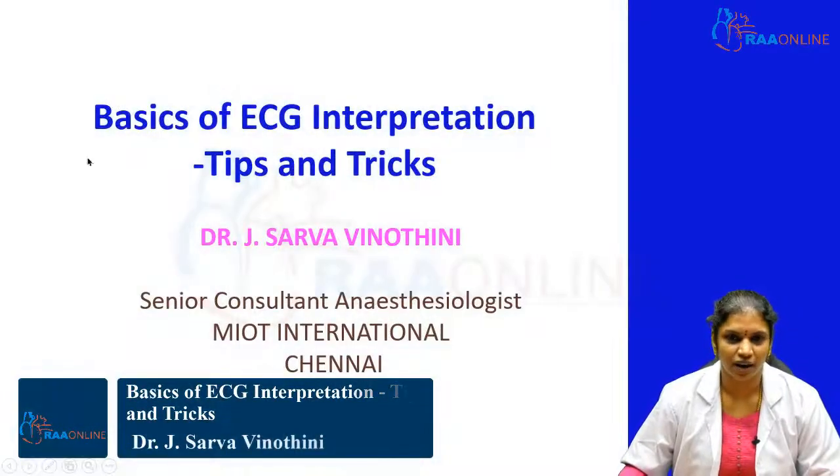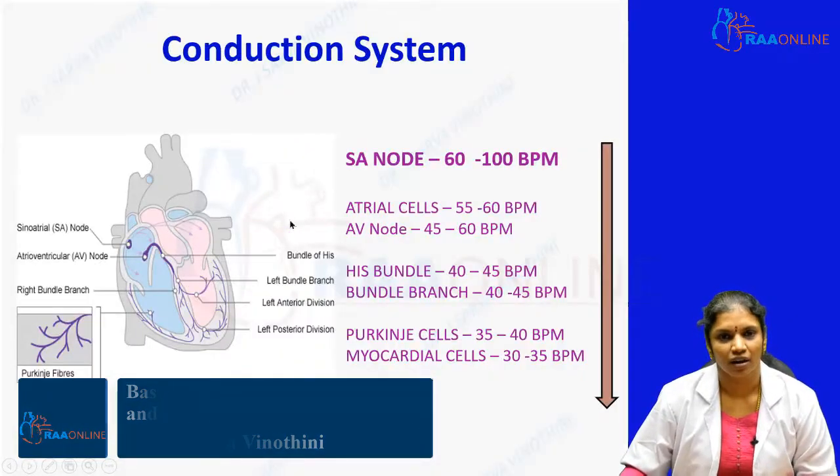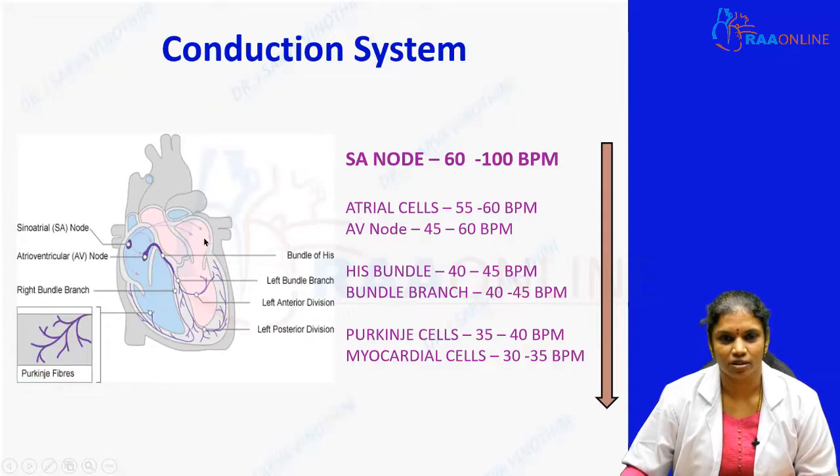This lecture is regarding the basics of ECG interpretation, the tips and the tricks. We all know regarding the conduction system of the heart, which begins from the SA node, goes on to the AV node, the bundle of His, the right and the left bundle branch. The left bundle branch further divides into the left anterior and the left posterior division, which further divide into the Purkinje fibers.